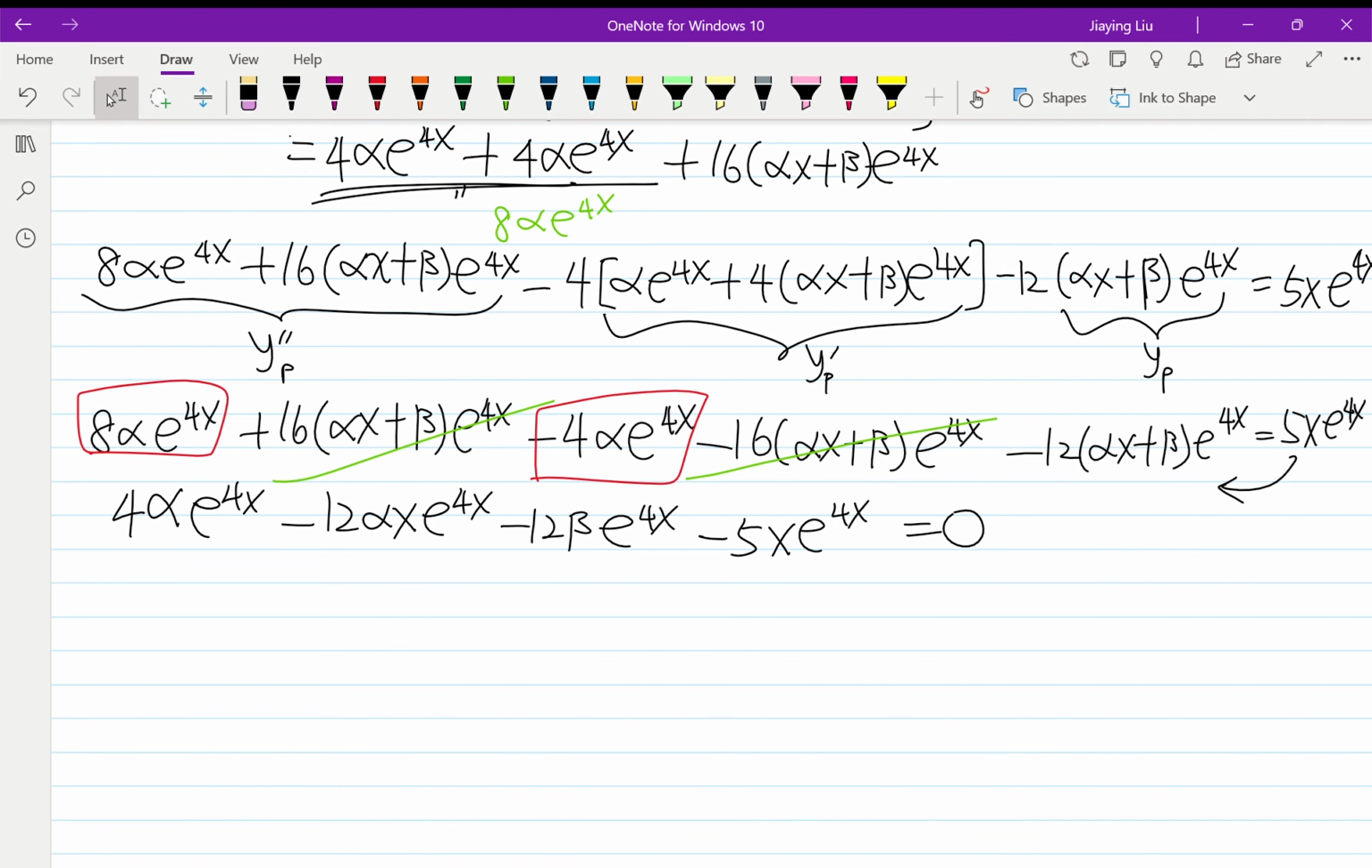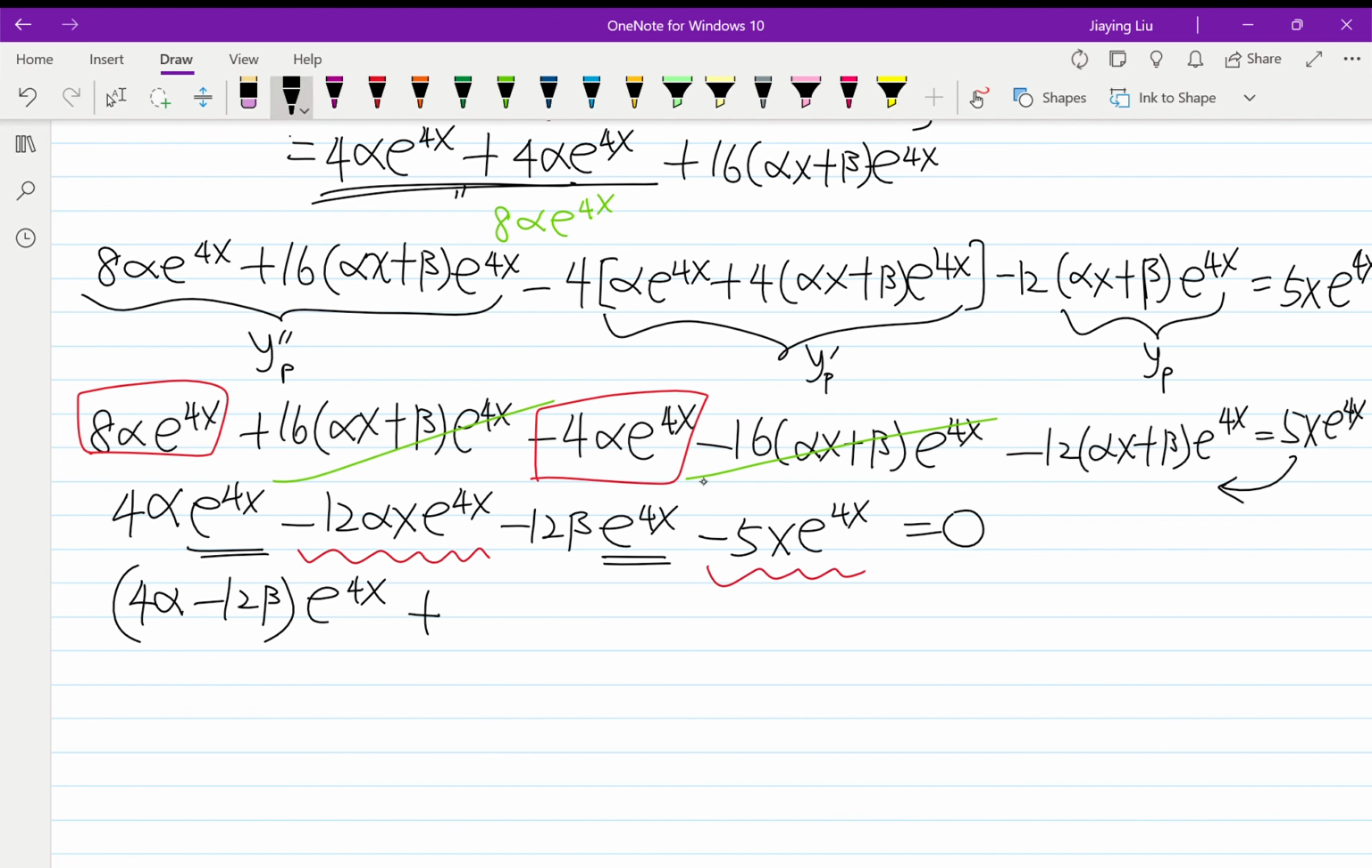And then we're just going to have to combine like terms from here. So I have e to the 4x, e to the 4x. I'm going to put those two terms together. So I get 4 alpha minus 12 beta e to the 4x. And then I have minus 12 alpha x e to the 4x minus 5x e to the 4x. So I'm going to use a positive sign: minus 12 alpha minus 5 x e to the 4x equals 0.